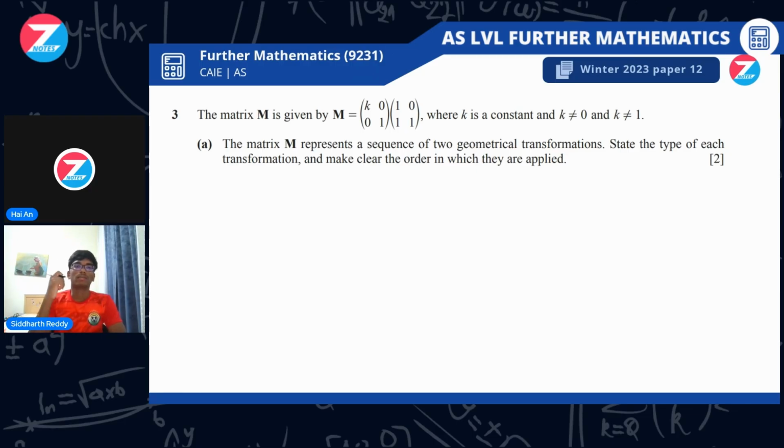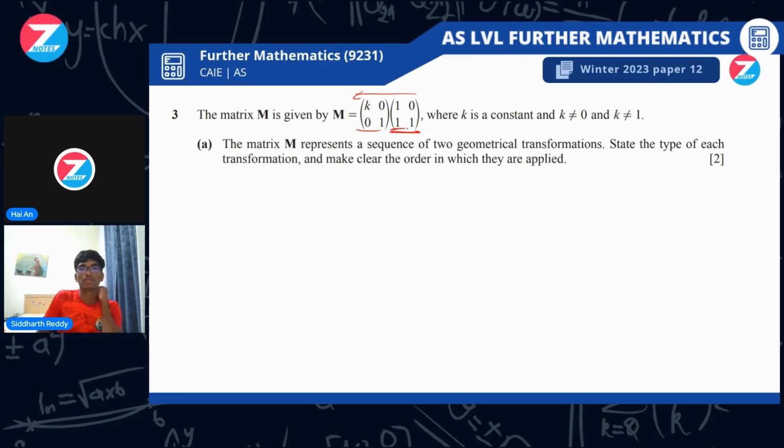So the matrix M is given by M is equal to this matrix times this matrix, where k is a constant and it's not equal to 0 or 1. The matrix M represents a sequence of two geometrical transformations. State the type of each transformation and make clear the order in which they are applied. In matrices, the transformations are always applied right to left. So we check this one first.